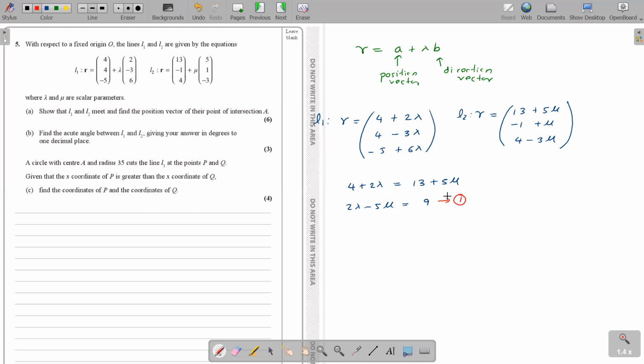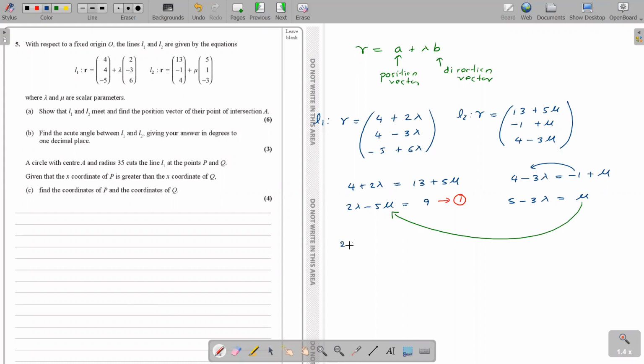The second equation, how do we create? Take it from the second coordinate: 4 minus 3 lambda equals minus 1 plus mu. Are you with me? Okay, so this is the second equation. Basically, you could get lambda and mu to one side and solve simultaneously. Or else I'll do a substitution. 4 minus 1 goes as plus 1. That's 5 minus 3 lambda equals mu. Then I'll substitute this mu value into the first equation.